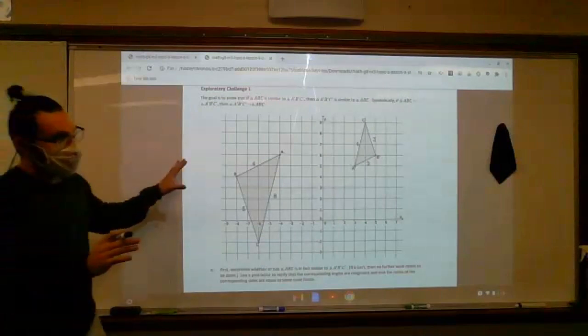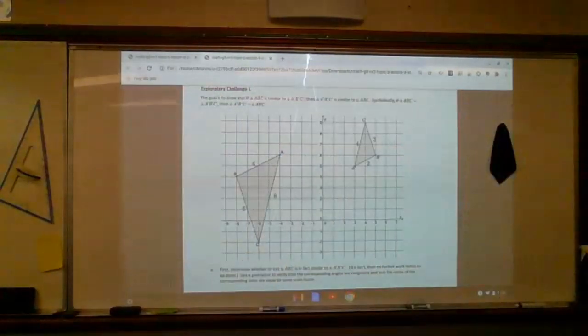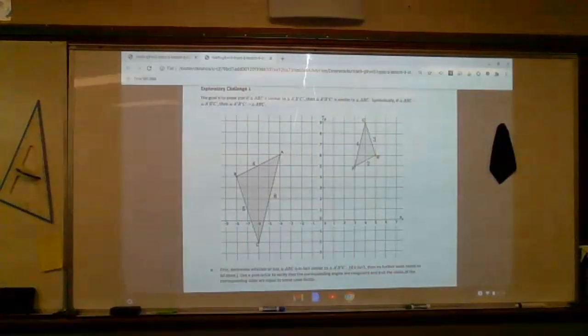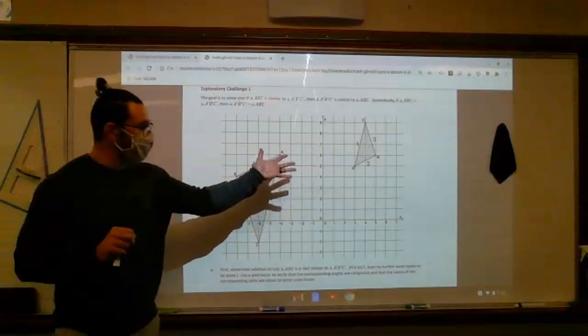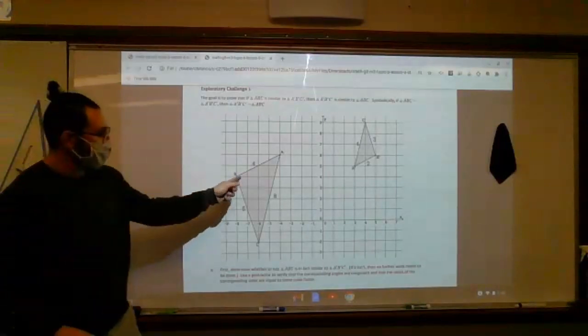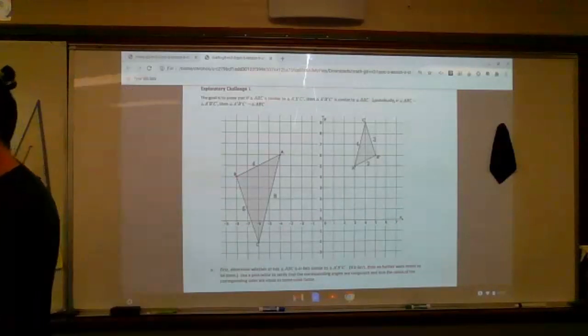That's right. Okay. So we are talking about similarity. Here's what we know about similarity. For similarity, the corresponding sides must be proportional. The angles must be congruent. So here's my first question. Do we know anything about the angles right now? In example one, exploratory challenge one, whatever you want to call it, are there angle measures given to us? Does it say this is 75 degrees? No. We know nothing about the angle measures.